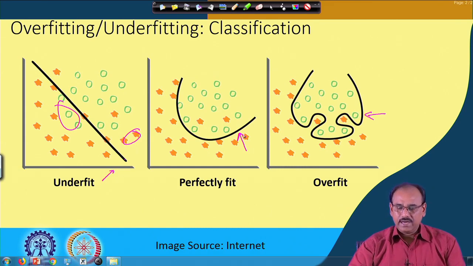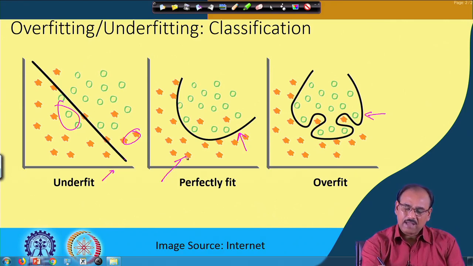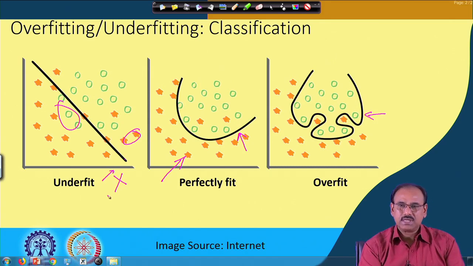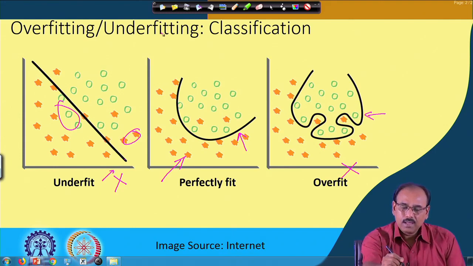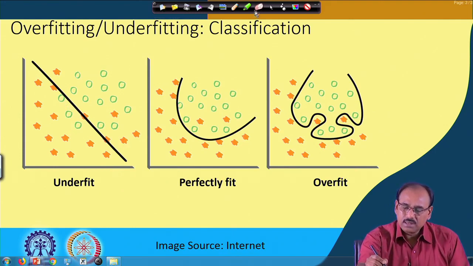So, while training a network, while training a machine learning algorithm, what we desire is a situation like this. We don't want an underfit situation, neither do we want an overfit situation. So, this is what we have to get. And that is where regularization and early stopping come into the picture. So, let us see what these different regularization techniques are.